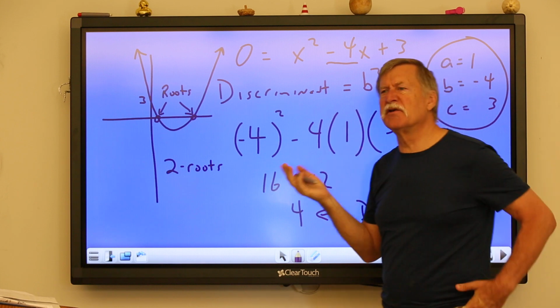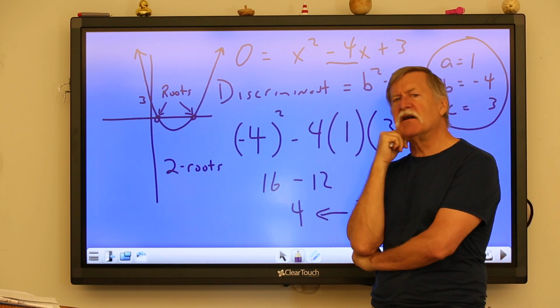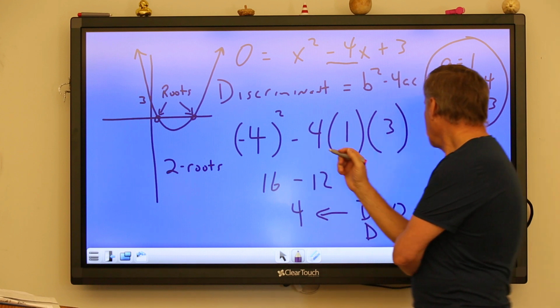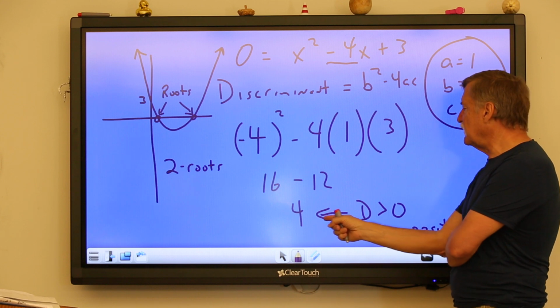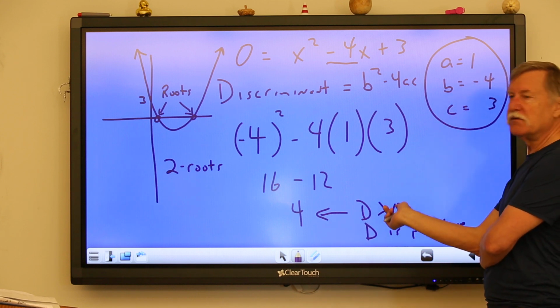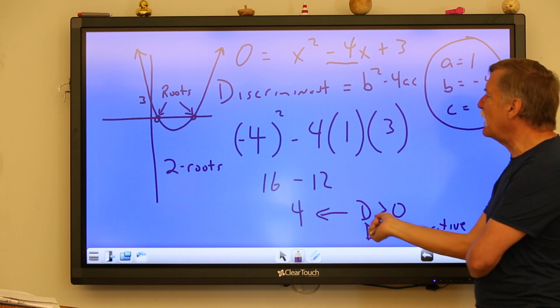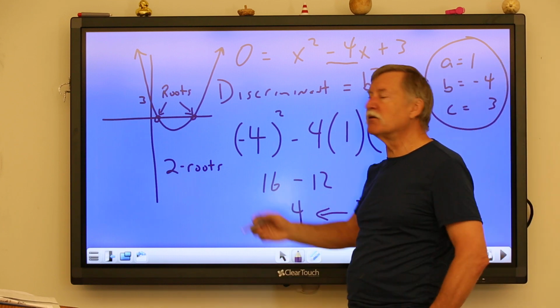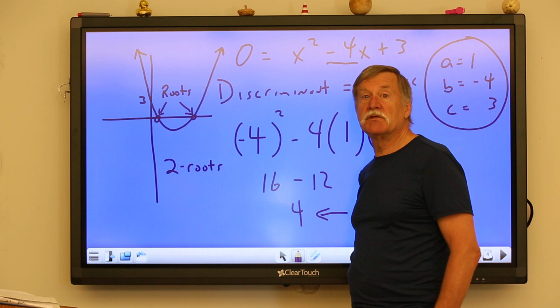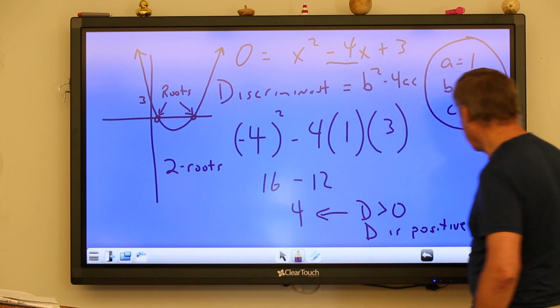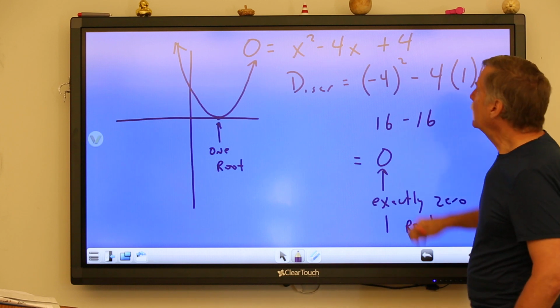And the number itself really isn't all that important. 4, 5, 6 all say the same thing, because notice that the discriminant here is greater than 0. And we see that when the discriminant is positive, when you have greater than 0, we will have two roots. Let's look at another example.